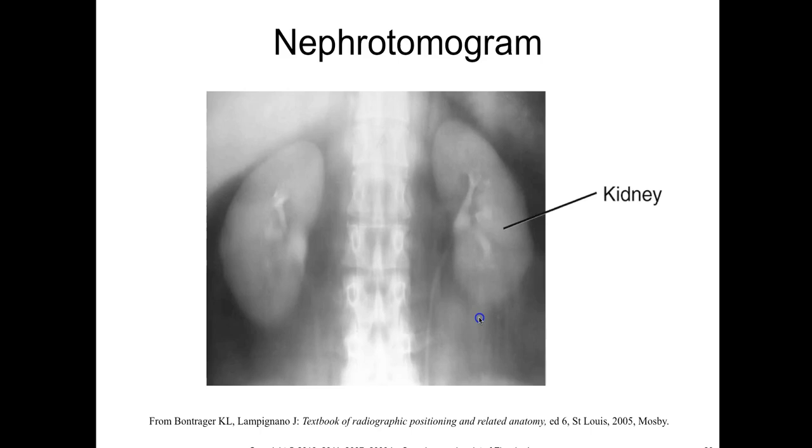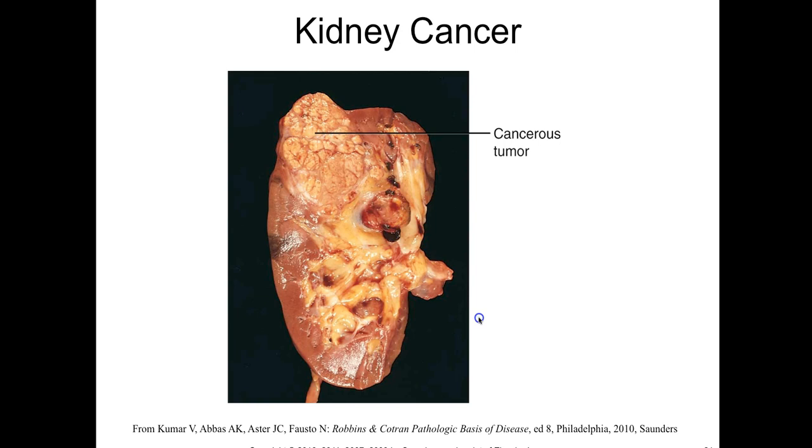Here we have an image of a nephrotomogram. A nephrotomogram is a radiograph of the kidney. Nephrotomography is helpful in assessing the various planes of tissue for tumors, cysts, or stones. This next picture is kidney cancer, and you could see on the top left here, or the top right rather, remember everything is backwards when we're looking at a picture, is a cancerous tumor. This can be detected using a nephrosonography, which is going to use an ultrasound to make a record of the kidneys.